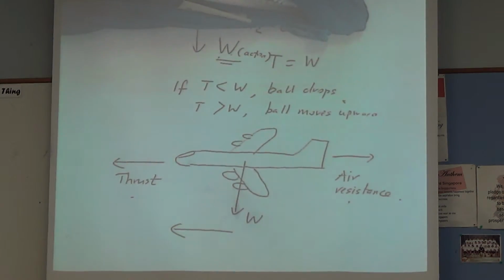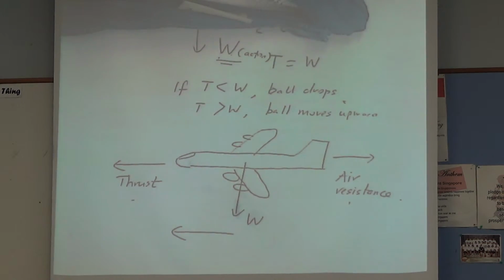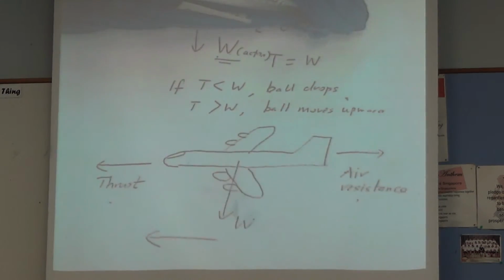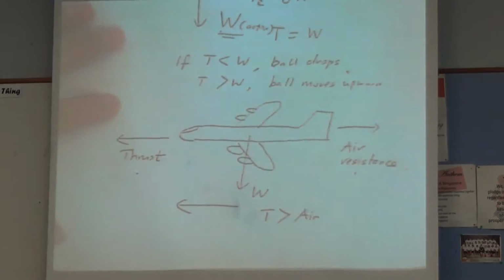My question is asking basically which must be larger. Thrust. Agree? Obviously, right? Or else the plane will move backwards. I never see a plane fly backwards. Thrust must be more than air resistance. That one is quite clear.